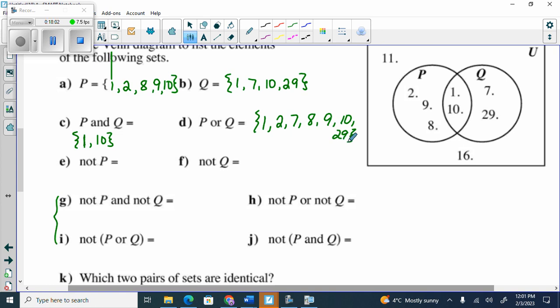Make sure you have the squiggly brackets because that says the set of, and then you put the elements in it, right? Now what's not in P? So everything that's not in P is, I guess I could do it right here. Not in P is 7, 11, 16, and 29. Because you'd literally cover up the P and list everything else, right? The next one's not in Q. We cover up the Q with our hand, and we get 2, 8, 9, 11, and 16.